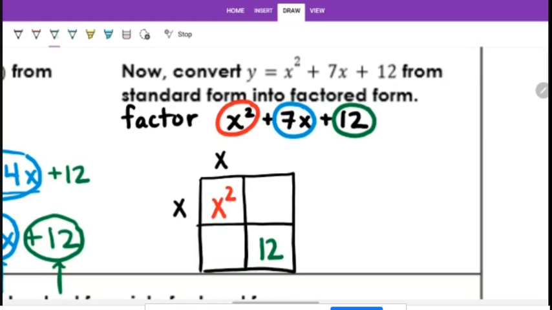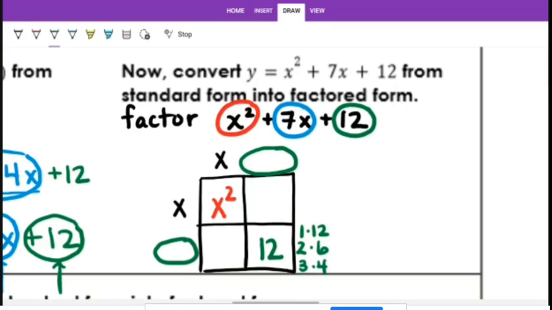The next step is to figure out what numbers to fill in to these two blanks that I just circled. So let's think about what information we have that can help us here. Whatever numbers I put into these two blanks have to multiply together to give me 12. So I'm going to make a list of things that multiply together to give me 12: 1 times 12, or 2 times 6, or 3 times 4. Those are the options that I have.